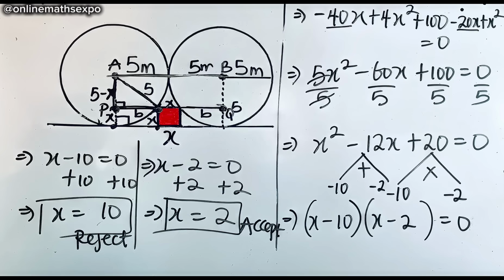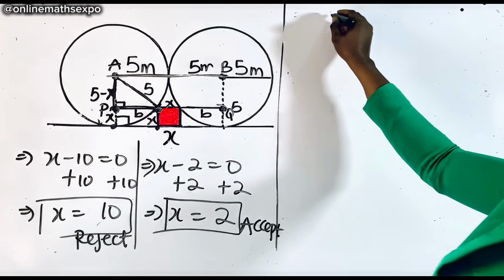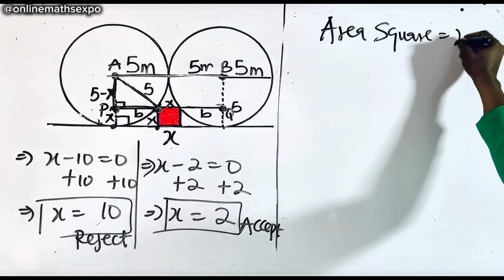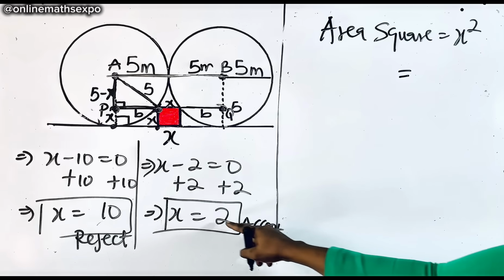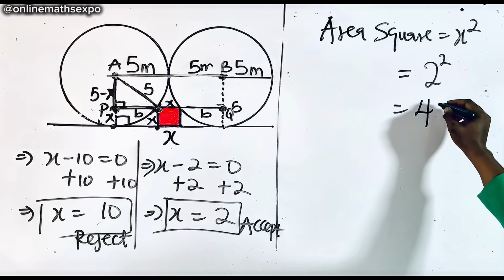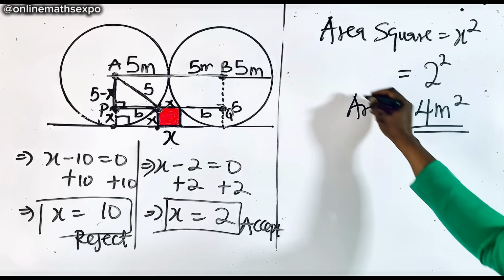And if x is 2, let's now find the area of the square. The area of the square is going to be x squared, which will be 2 squared, and 2 squared gives us 4. So the area is 4 square meters, and that's what we have.